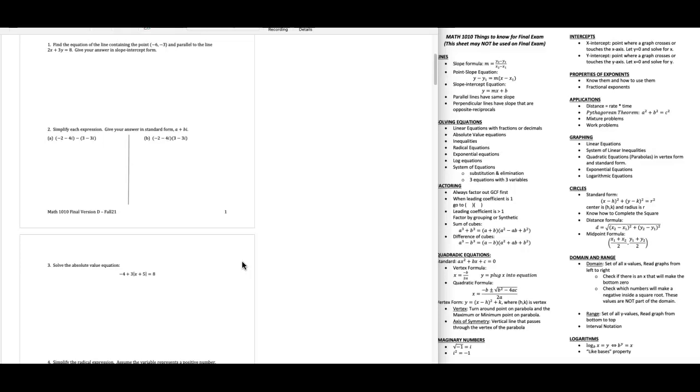So this first one says, find the equation of a line containing the point (-6, -3) and parallel to the line 2x plus 3y equals 8. All right, so with this one, we're going to need to use some of the things under the lines. Now we're not given 2 points, so you don't need to use the slope formula on this. However, if you look at the point slope formula, we do need to know what the slope is.